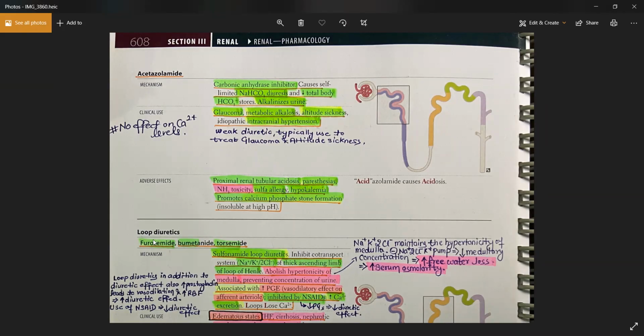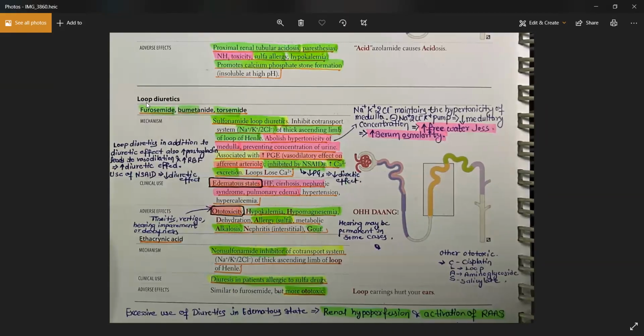Then you have the loop diuretics inhibiting the sodium, potassium, chloride channels. These are furosemide, bumetanide, and torsemide. Basically they act on the thick ascending limb of the loop of Henle. This ascending limb is responsible for maintaining the osmolarity of the medulla. All the high osmolarity up to 1000 that you see in the medulla is because of this ascending limb.